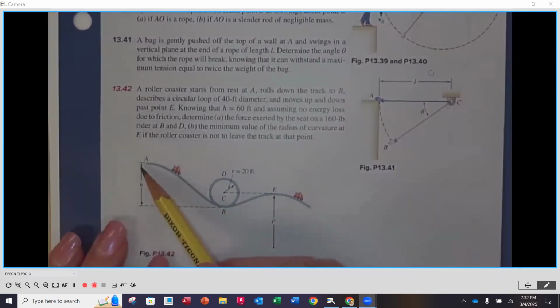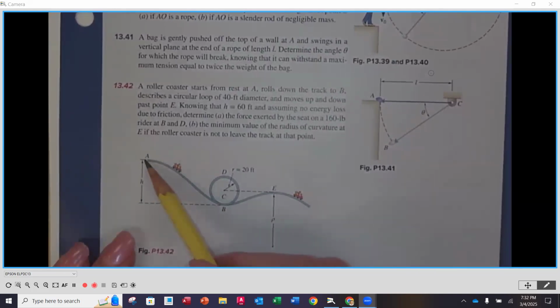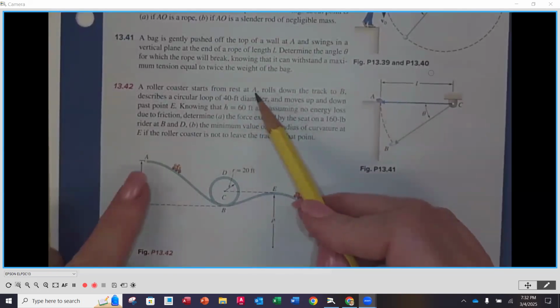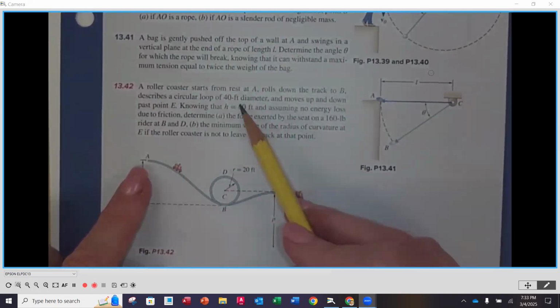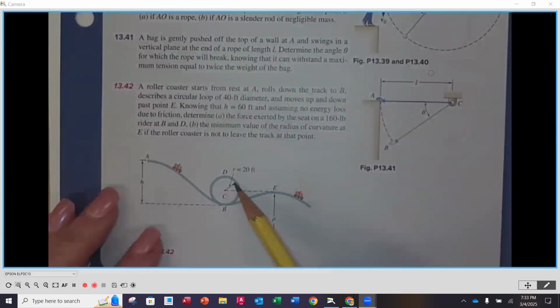So we have a roller coaster, and we have the car that we have some individuals in. It's starting out at point A here. And it's going to go down, go around the loop-to-loop and then over the hill, if you would, at E. So it says here that it's starting at rest at A, rolls down the track to point B, which is at the bottom of that loop-to-loop. Then we've got that circular loop. It's a 40-foot diameter or 20-foot radius.